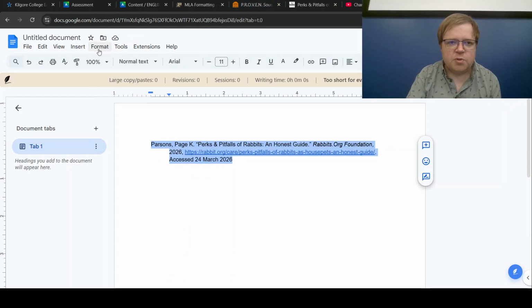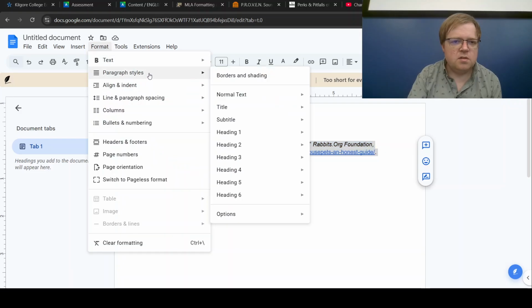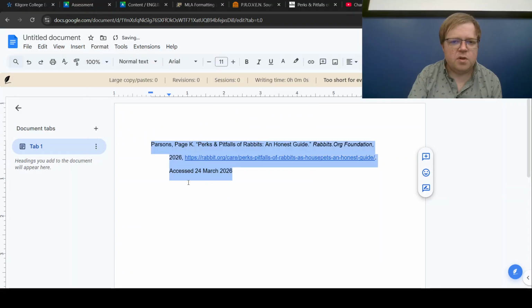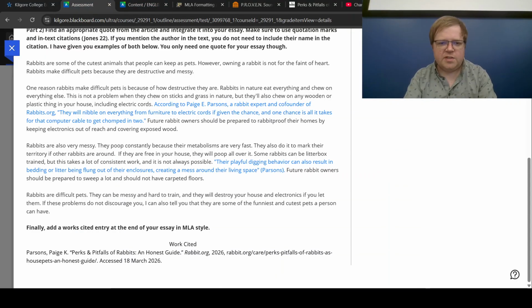And then we need to double space. So for that, format, line and paragraph, double. And so once you've done that, you can copy this in right underneath your essay in the assignment page.